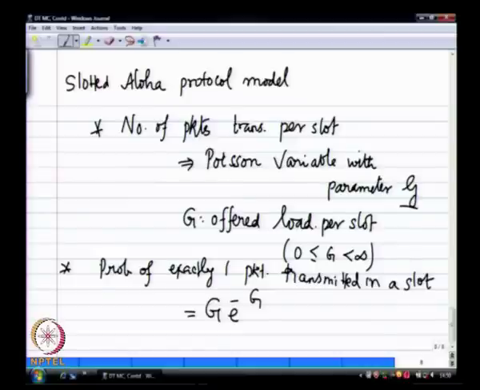This is a Poisson variable, not a gamma; you're not looking at the number of attempts. You could also think of it as a binomial variable, but when n is very large and p is very small, with np moderate, the binomial becomes essentially a Poisson. Each user is trying with some probability p. So the probability of one packet is simply your throughput. The throughput of Slotted Aloha is simply G e to the minus G. So if you were to plot this, what will it look like?